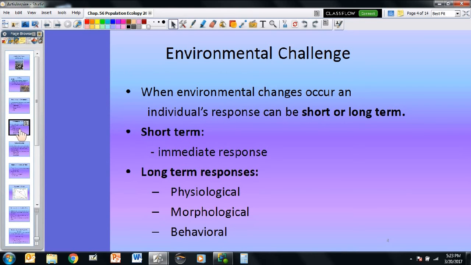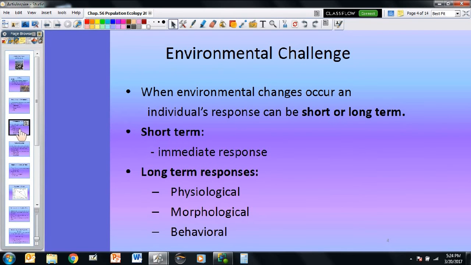Long-term responses are tied to adaptations. They occur over a long period of time and are the result of evolution. They can be physiological, which are the functions of the inside of the body. So for example, aquatic organisms that live in the very deep ocean or very cold waters have created a chemical in their blood that acts like antifreeze and keeps their cells from freezing.